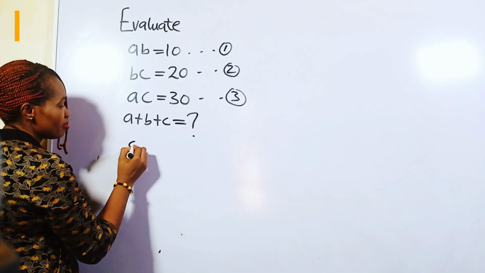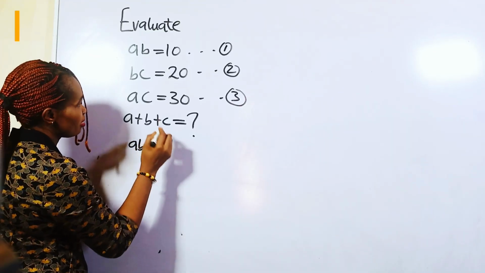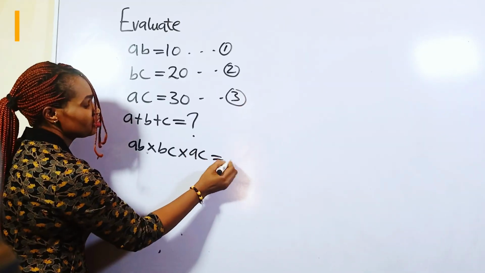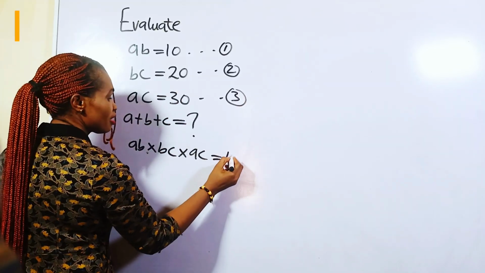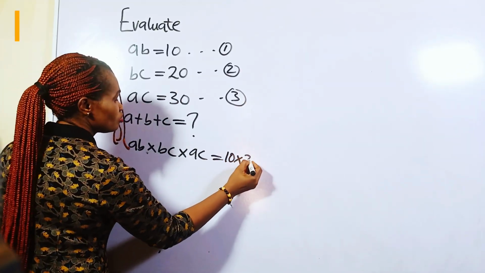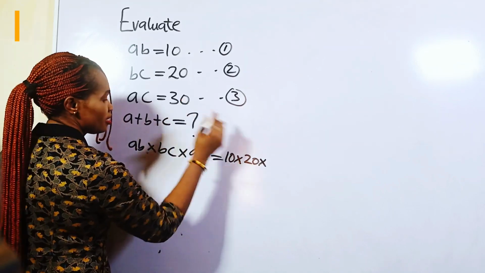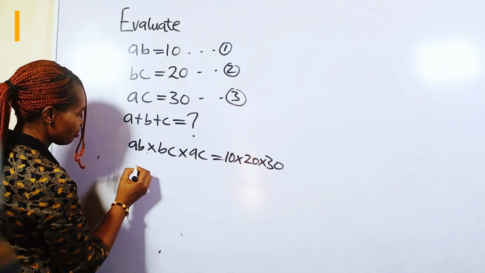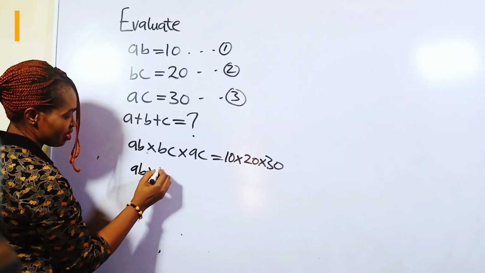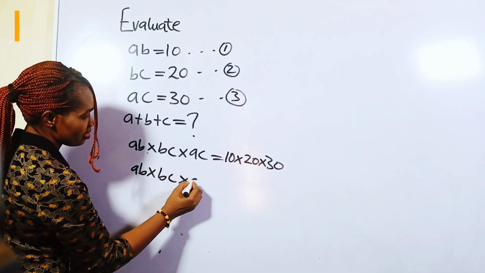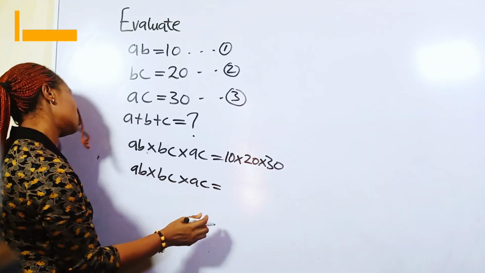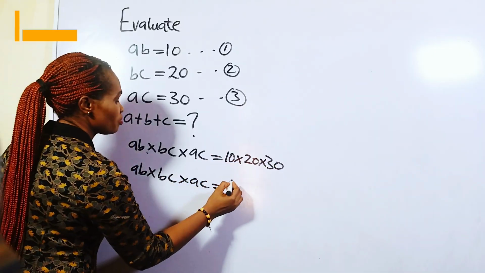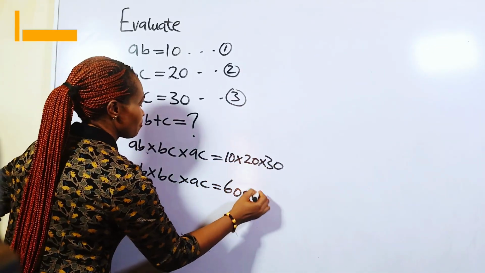That means we have AB multiply BC multiply AC, which is equal to 10 multiply 20 multiply 30. And if you do that, we now have AB multiply BC multiply AC, which is equal to 30 multiplies 20, which is 600, multiplies 10 will give us 6,000.